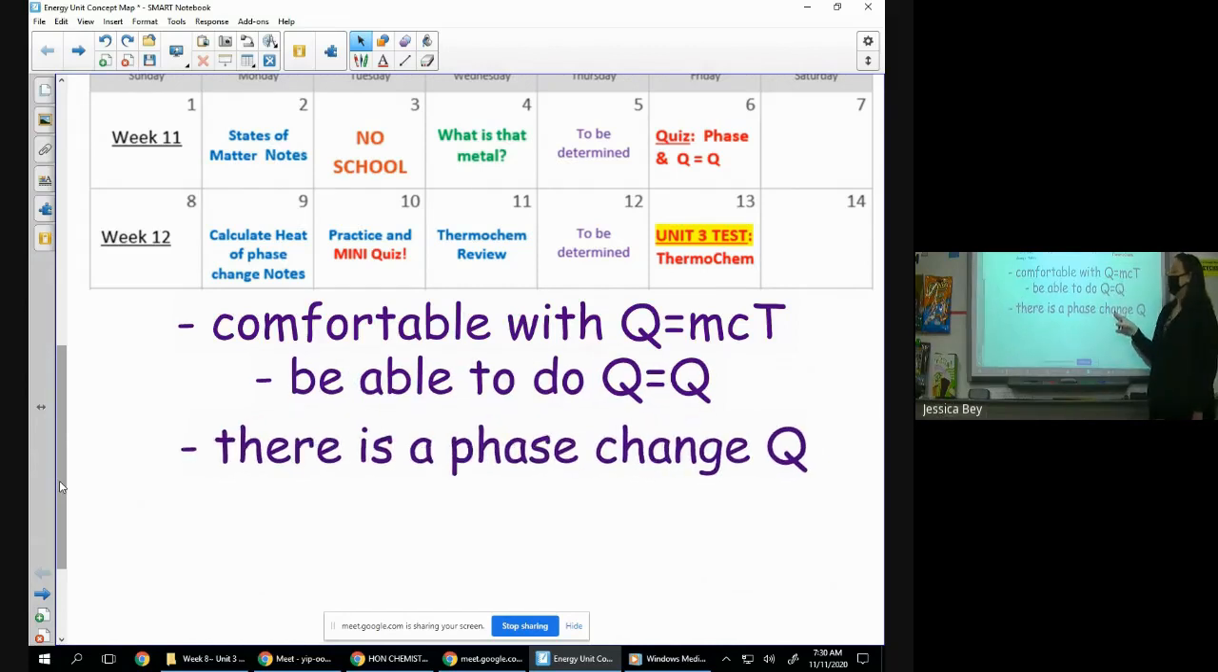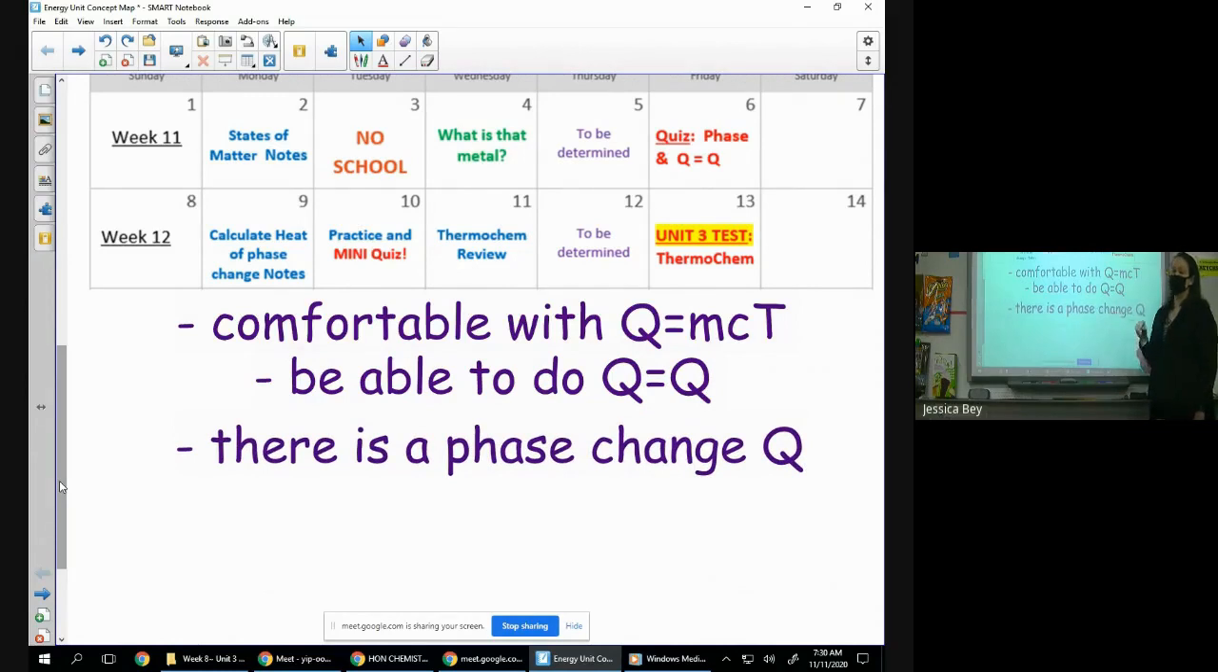And then, just like yesterday's quiz, there is a giant phase change Q question as well, where I'm going to give you all 5 Qs, just like the quiz yesterday. You use all of them, none of them, some of them, drag them in there, and then give me your final answer. Okay? So those are just the notable things on the test.